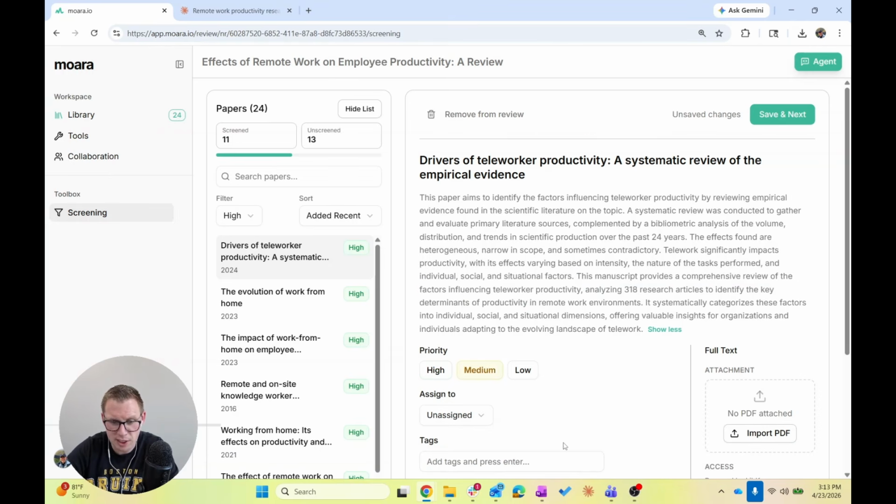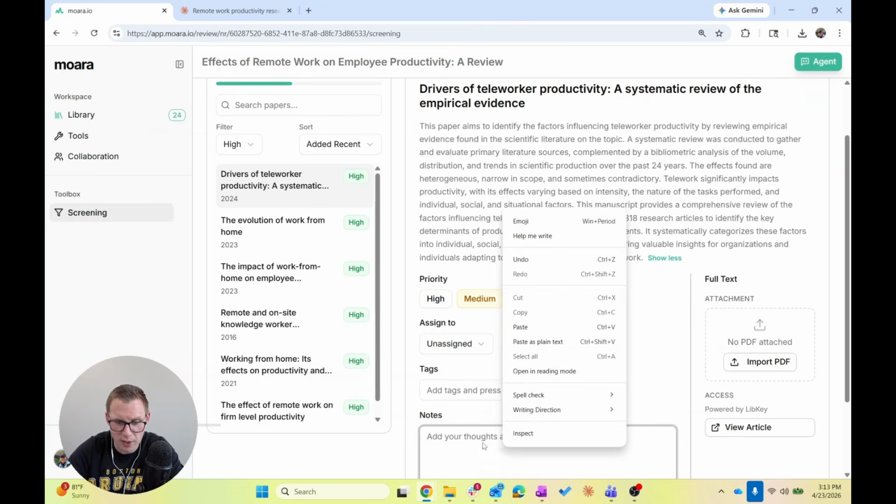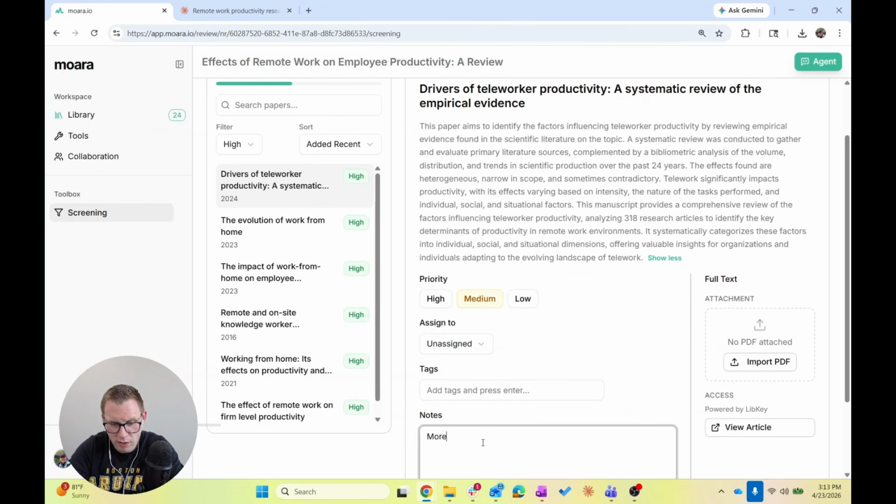I'm going to go ahead and mark this as medium. And the note I will put in is more focused on teleworker productivity than overall productivity effects of telework. So if our client's question was, how do we make our work from home employees more productive? This would be the golden study, but that's not what we're really after.